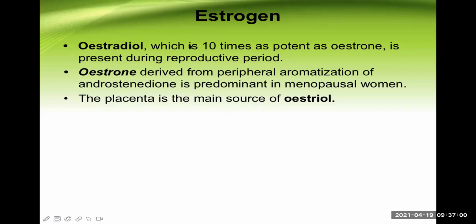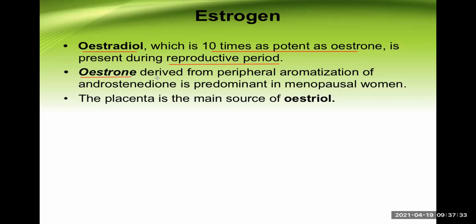Now there are three forms of estrogen: estradiol, estrone, and estriol. Now this estradiol is the most potent one among all types of estrogen. This is 10 times as potent as the estrone and is present during the reproductive period. After menarche till menopause, inside the body, estradiol is the most predominant type of estrogen.